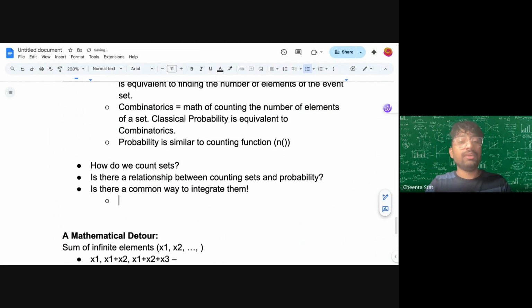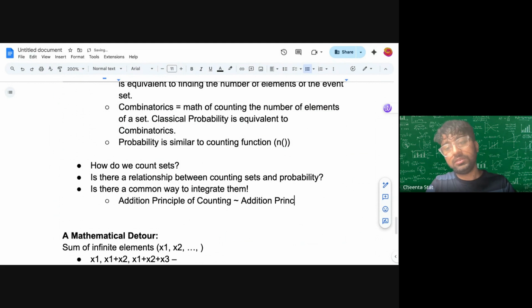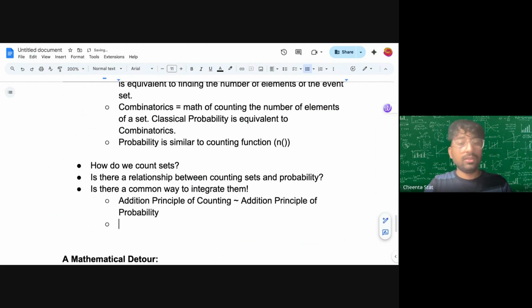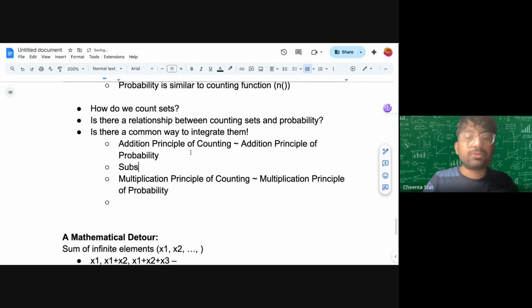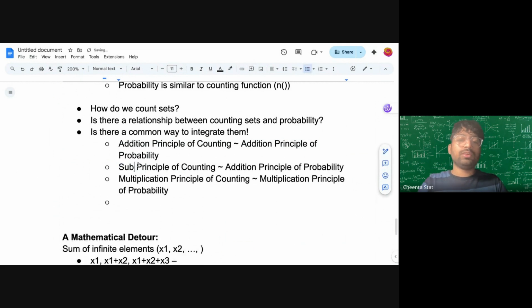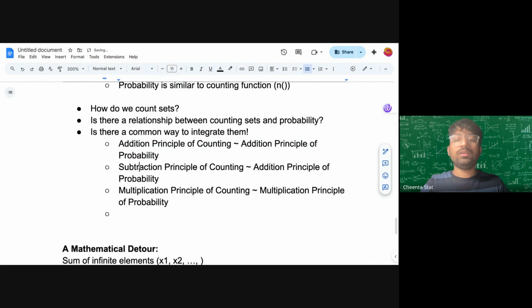There is, absolutely. We will see that the addition principle of counting has an equivalent addition principle of probability. The multiplication principle of counting has an equivalent multiplication principle in probability. And one thing that is never taught to you is that there is something called the subtraction principle, which is just the negation of it. A negation is when you're counting 1 minus.